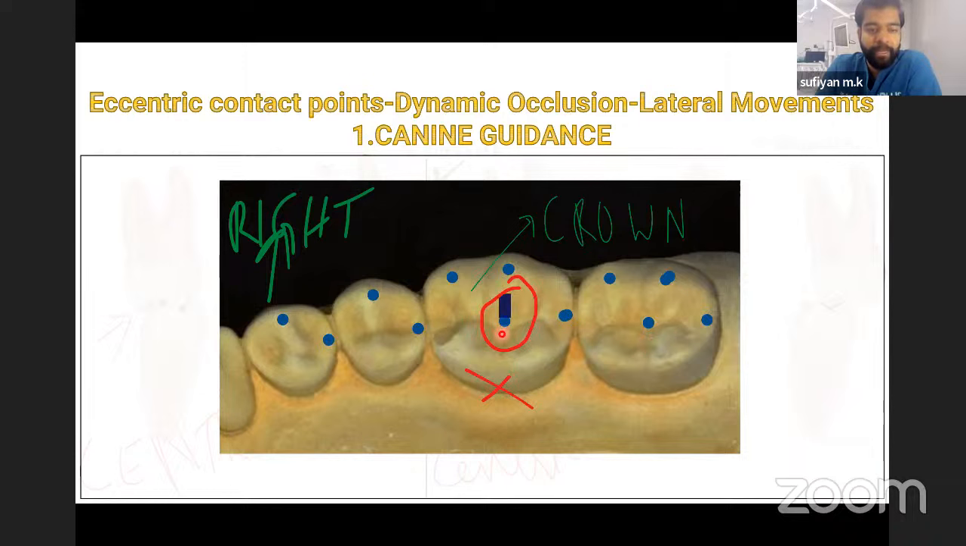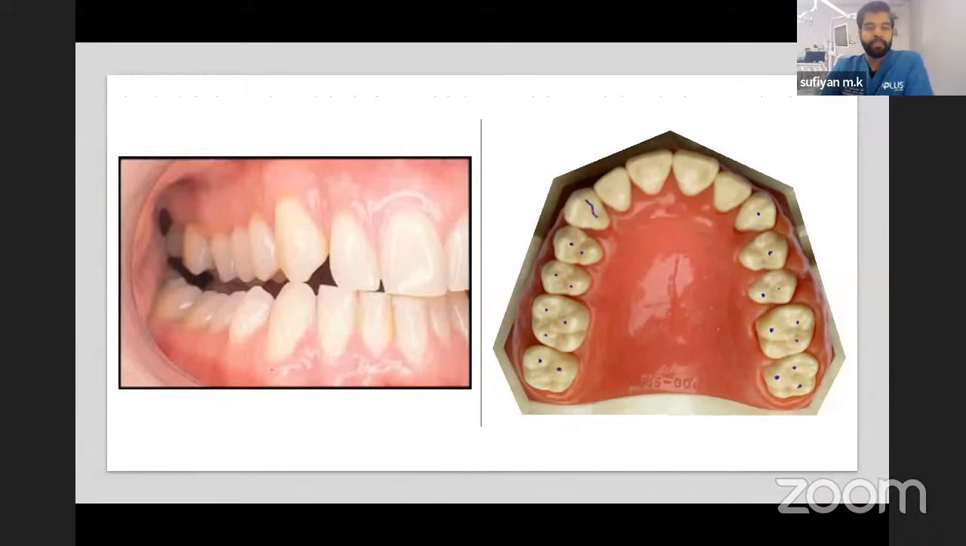But here, after giving the crown, there is a marking here. So this is the occlusal interference. This is the area where you will reduce the crown, right? That's how you identify an occlusal interference, right? So imagine you are giving a crown here and you're asking the patient to move the mandible to the right side.